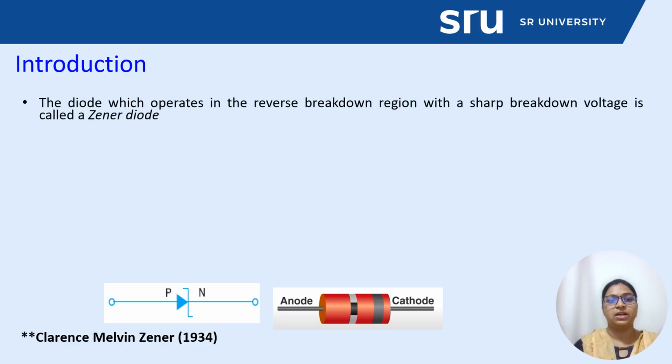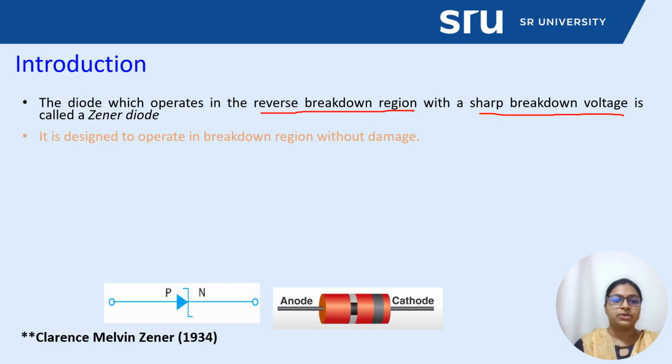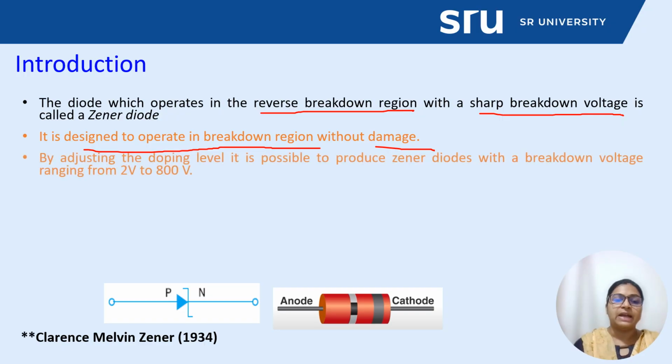So first, the diode which operates in the reverse breakdown region with a sharp breakdown voltage is called the Zener diode. It is a very special type of diode designed to operate in the breakdown region without damage. By adjusting the doping level during manufacturing of this material, it is possible to produce Zener diodes with a breakdown voltage ranging from 2 to 800 volts. That is a very broad range.